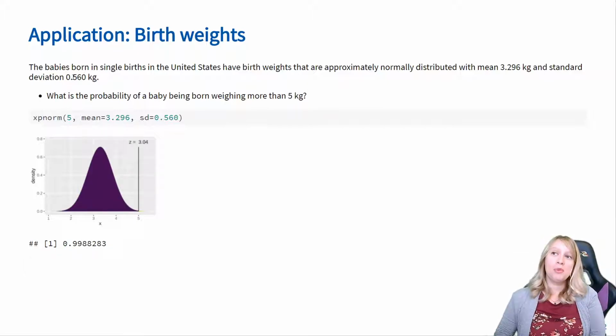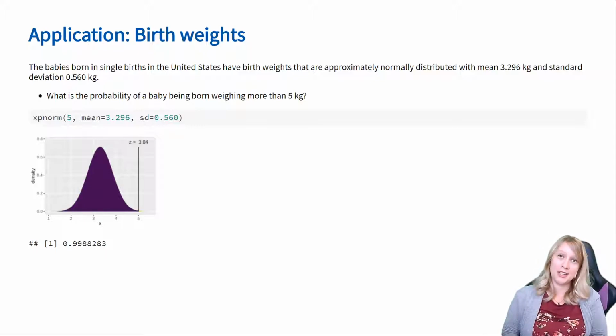Now, if we want to find the probability that a baby is born weighing more than 5 kilograms, we'll have to think back to our probability rules, namely the complement rule. So we can use this xpnorm function to help us find the probability that a baby is born weighing less than 5 kilograms. So 99.88% of all infants are less than 5 kilograms at birth. In order to find the probability of weighing more than 5 kilograms, we would just take the complement, or 1 minus this. We'll get a very small probability, something like 0.12% of all infants are more than 5 kilograms.